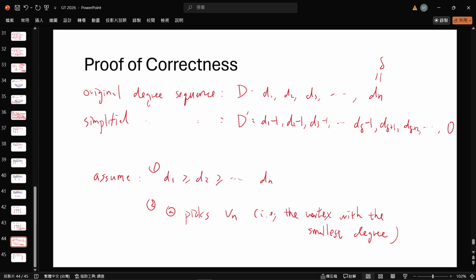I don't think this precise definition for D prime is important. All I want to do is to make sure that we are on the same page, that we all agree what is the original degree sequence and what is the simplified degree sequence. So you don't have to memorize this. It's not important.